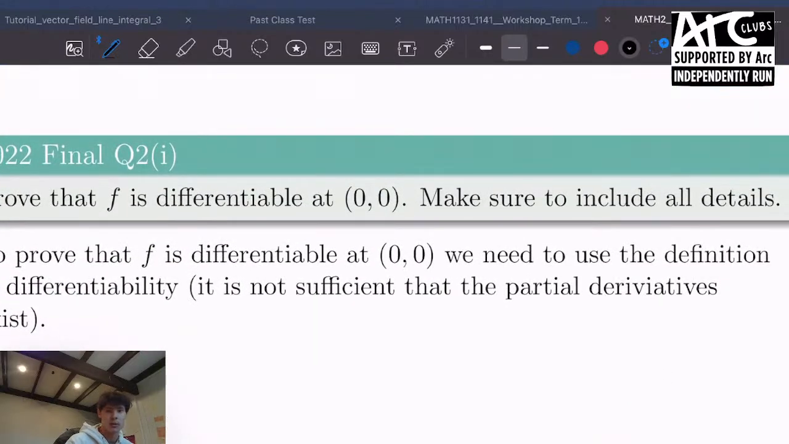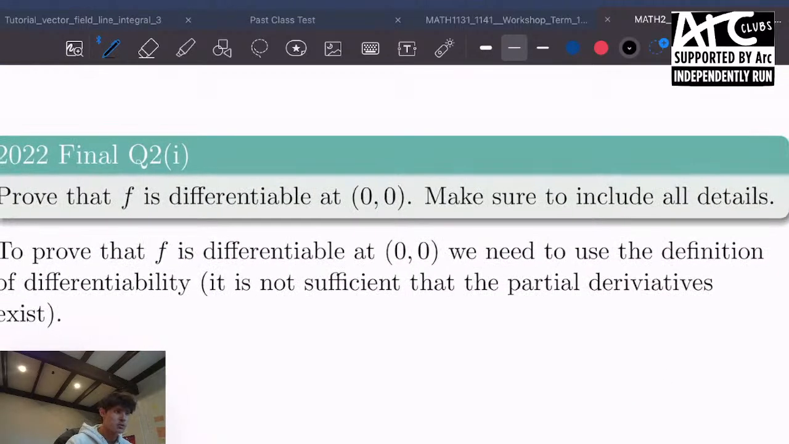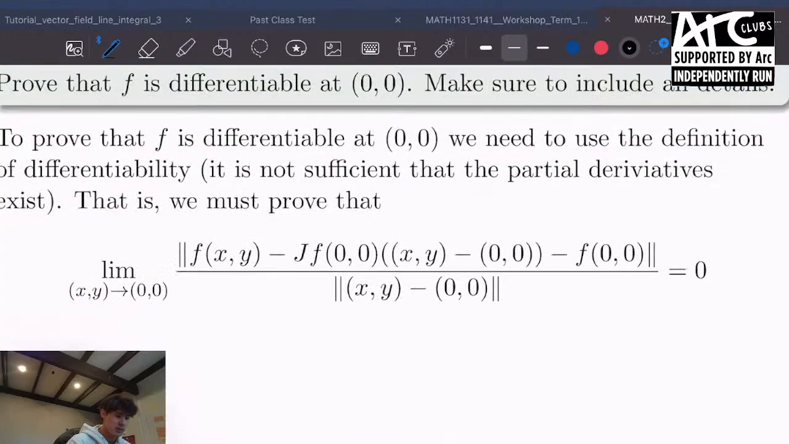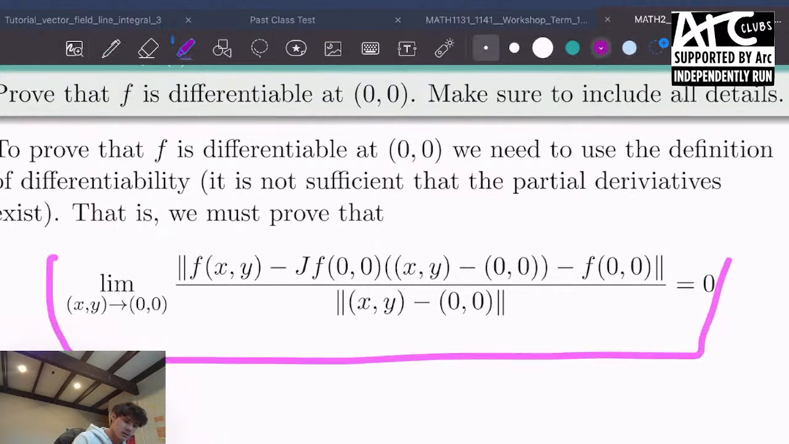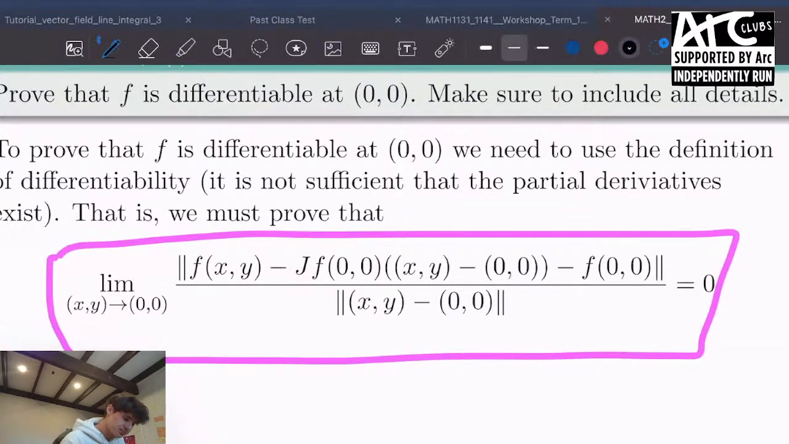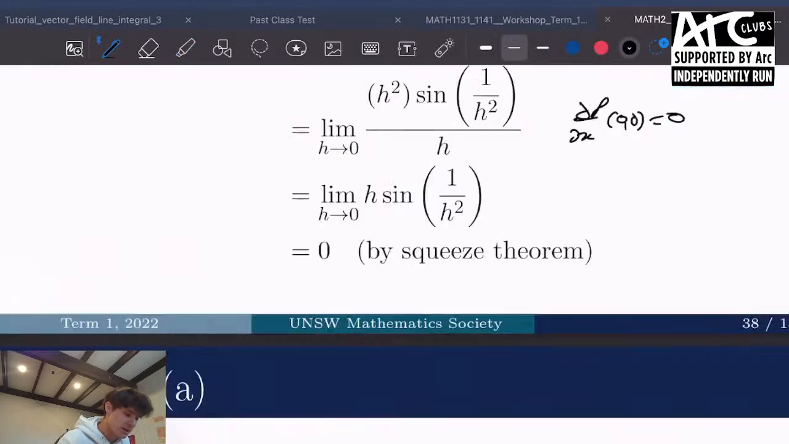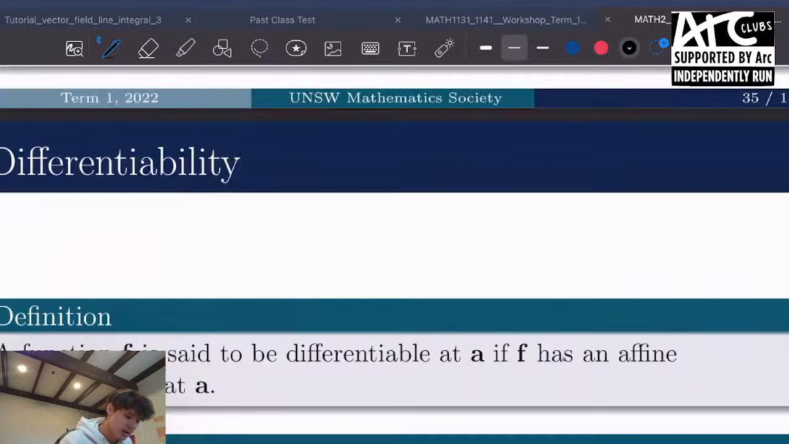at (0, 0). What we actually have to do is use the definition, the affine map definition, to prove that it's equal to 0. So specifically, we need to show this is true. So this is a big thing, so let's break it down. So we need to show that this is true. This is the exact same as our original definition here.